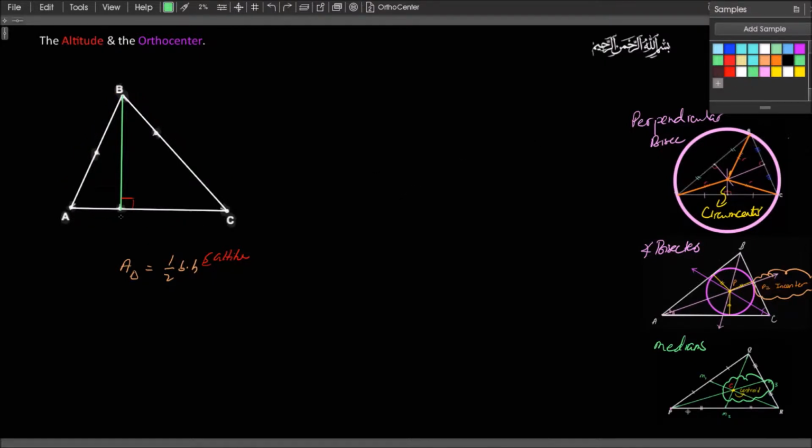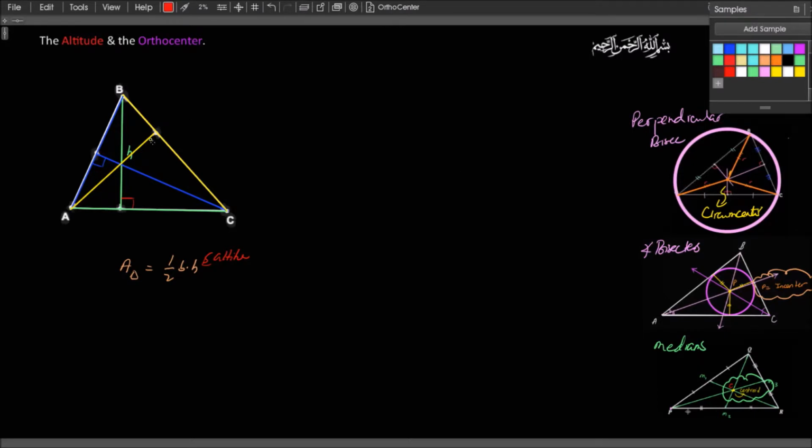In other words, if you're using AB as the base of the triangle to calculate the area, you would have to use this H here as the height of the triangle. On the other hand, if you wanted to use this segment as the base of the triangle, then you would have to use the corresponding height, the height that corresponds to that side, which is this segment over here. And finally, if you wanted to use this side BC as the base of the triangle to calculate the area, you would have to use the corresponding height, which is over here.